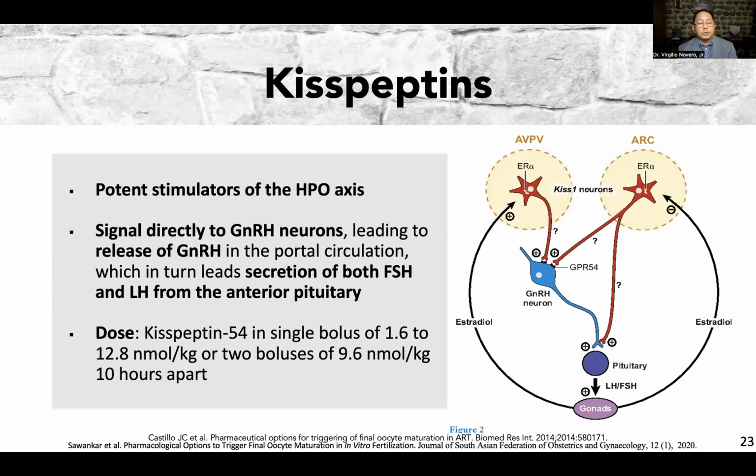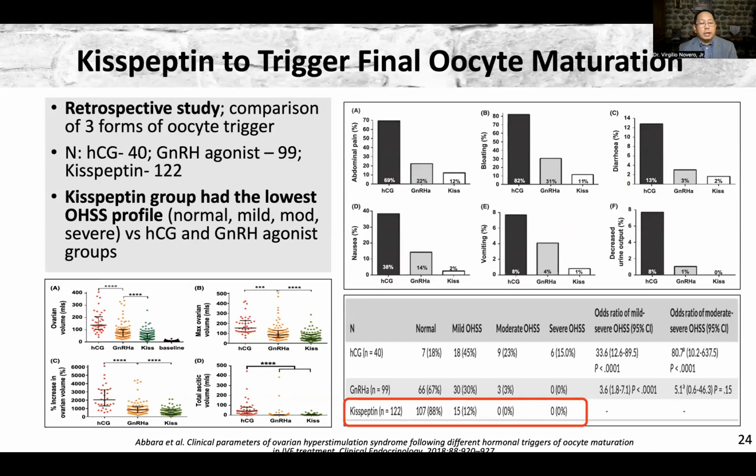your FSH and LH from the anterior pituitary. And they have identified the doses of your kisspeptin so that they would be effective in ovulation. In a study by Ibarra comparing HCG, GnRH agonist, and kisspeptin, they found that the kisspeptin group had the lowest OHSS profile, the most non-affected with OHSS, the least in mild, and zero, moderate, and severe. So this is far better than your HCG and GnRH agonist triggered groups.